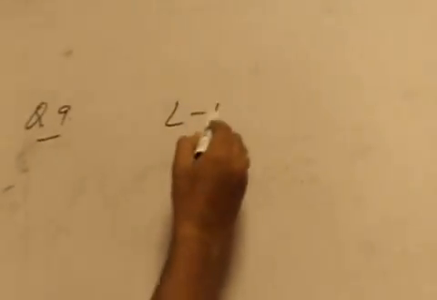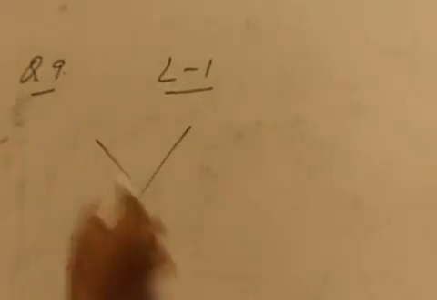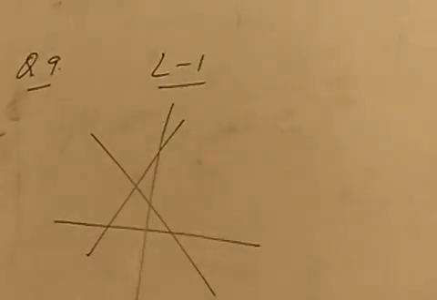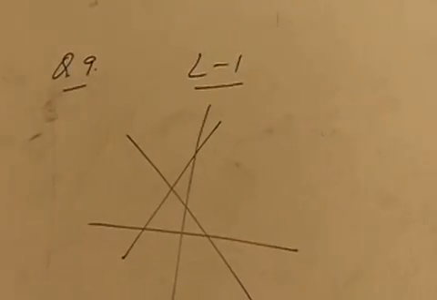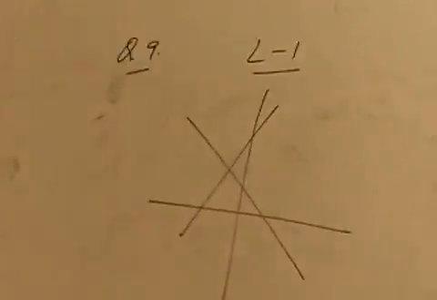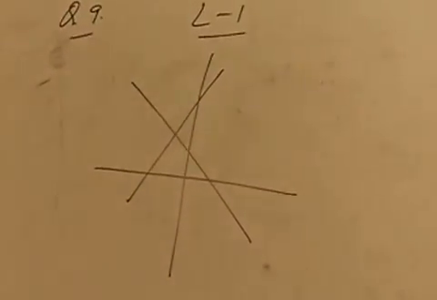Question number 9 of the same DPP level 1. Suppose we have n straight lines given in a plane, and none of the lines are parallel, and no three of them are passing through the same point.